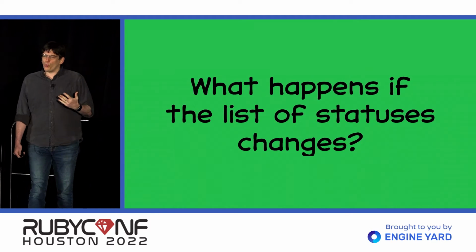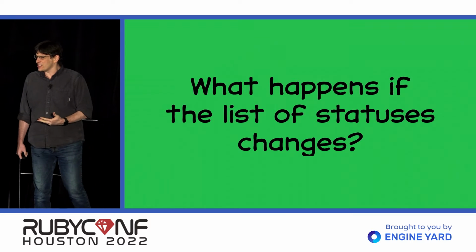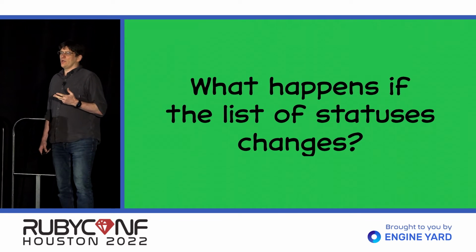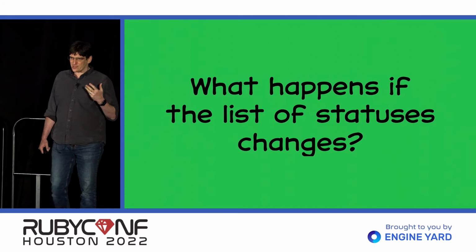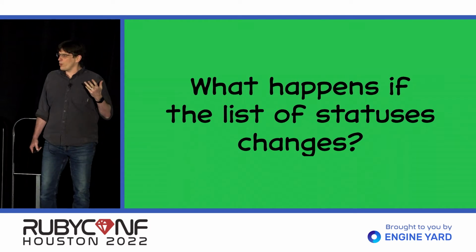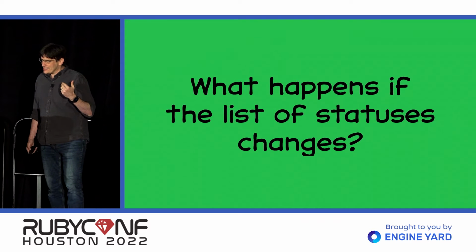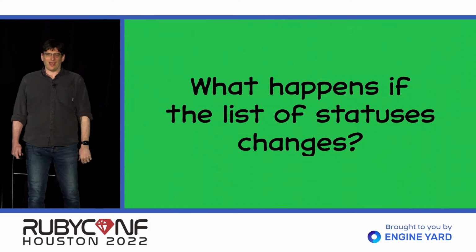So what happens if the list of statuses changes? If we want to add a status to say that it's been sent to production, a deployed status, what do we need to do there? Lots of things, potentially. So let's talk about that.